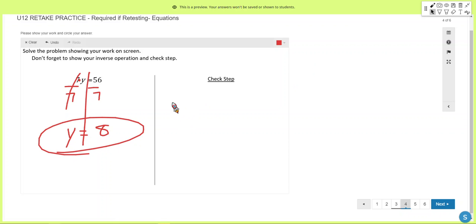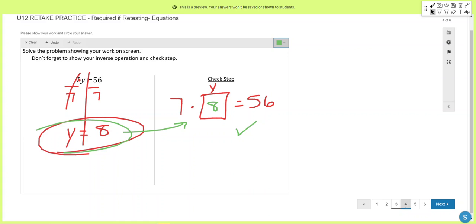All right, let's do our check step. 7 times whatever y was should be 56. Well, y was 8, so I'm going to take that and plug it in over here in my box. Is 7 times 8 56? Yeah, it is. So I know that y is equal to 8 is my solution there.